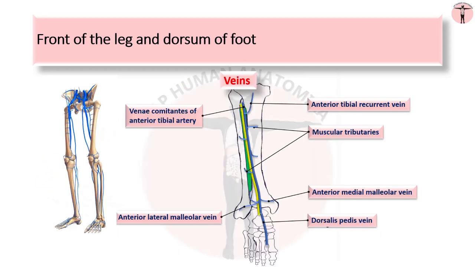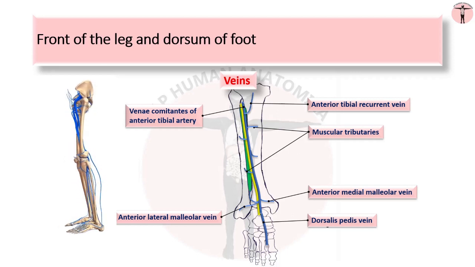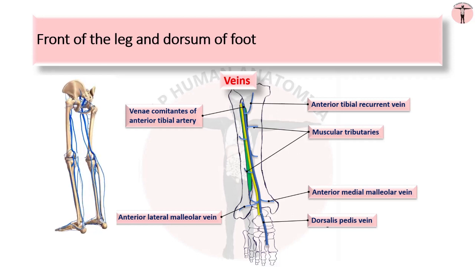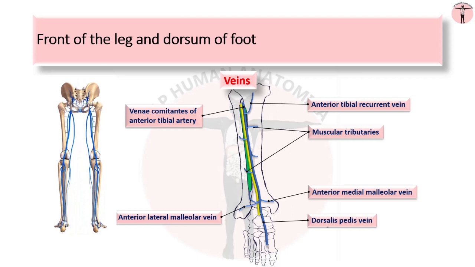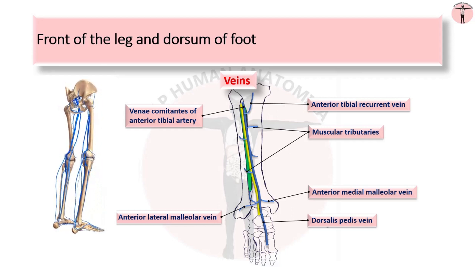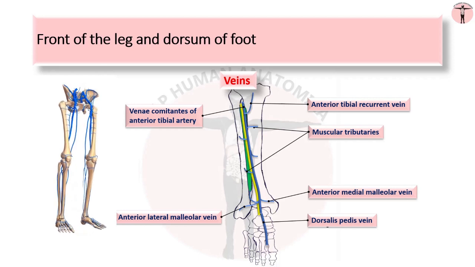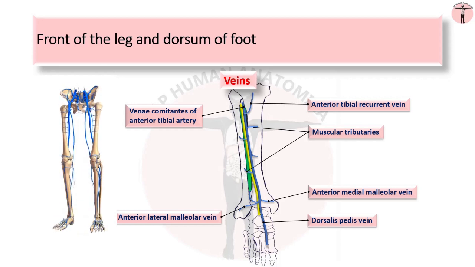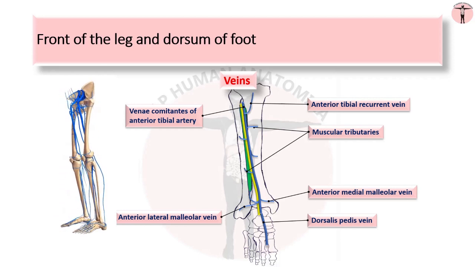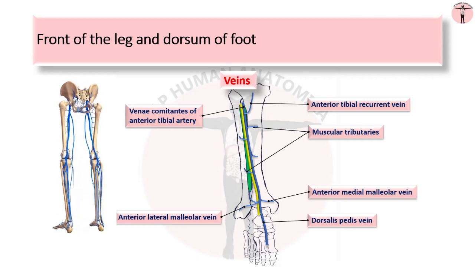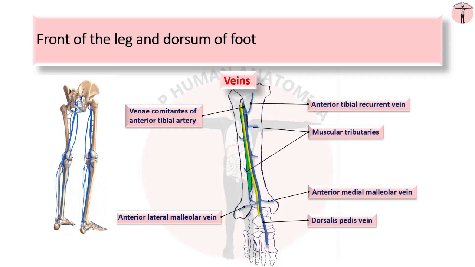Coming to the venous drainage of the front of the leg, deep veins follow the arteries and have similar names. These tributaries drain into the venae comitantes of the anterior tibial artery. The venae comitantes of the anterior tibial artery join the venae comitantes of the posterior tibial artery in the popliteal fossa to form the popliteal vein.